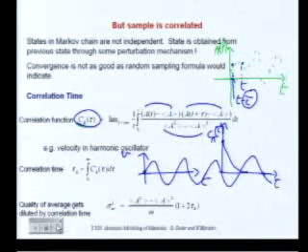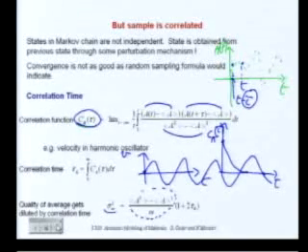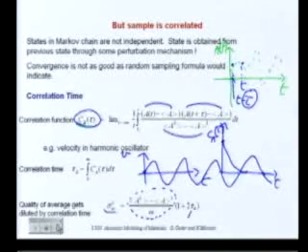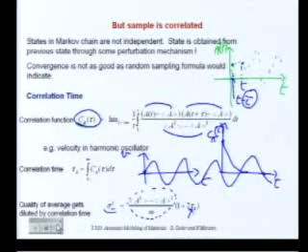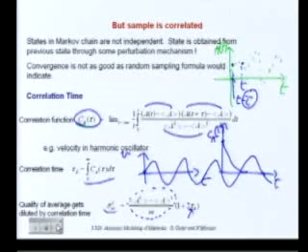Essentially what happens is that the quality of the average gets diluted by the correlation time. If you have correlation in your sample, the standard deviation on the average is what we had before. This is the standard deviation on the uncorrelated sample, but it gets multiplied by a factor that depends on the correlation time. And the correlation time is the integral of the correlation function. So it's sort of the integrated time over which you have correlation.